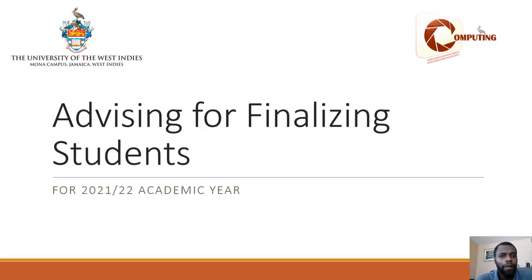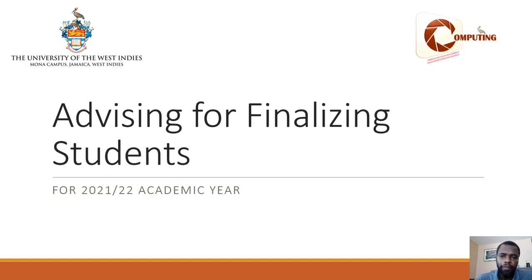Hello. The purpose of this video is to give academic advice to finalizing students. Finalizing students would basically be those who have over 30 advanced credits. Basically, you're in your third year or entering your third year.